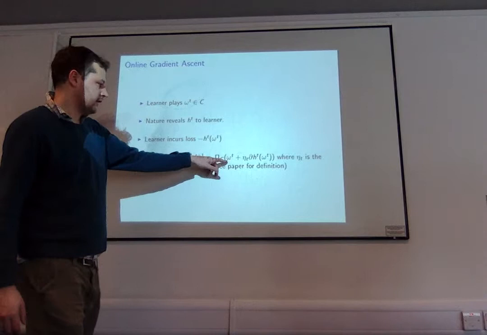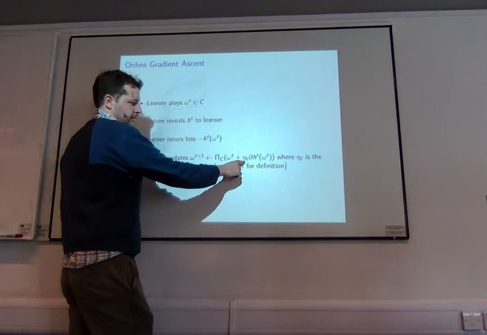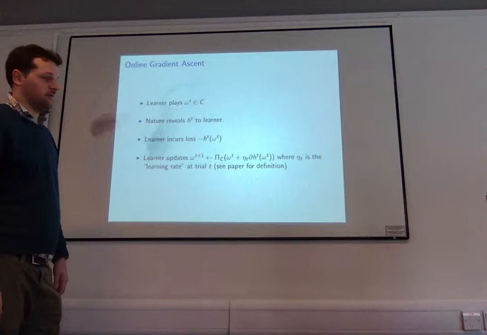This here is a gradient of h t, which is the concave function of omega t. So I take a gradient at omega t, multiply by the learning rate, add that to the current omega t, and then project into C. So that's quasi-linear time. That's it. Done, I think.